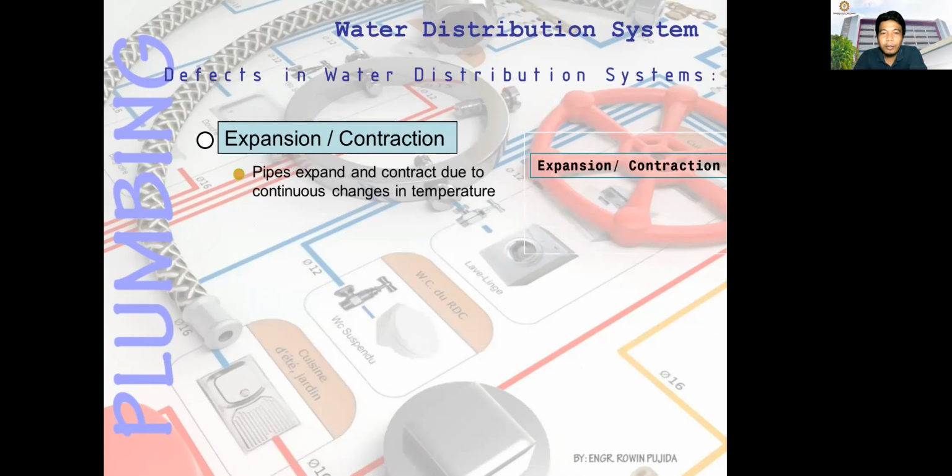Another is expansion and contraction. Pipes expand and contract due to continuous changes in temperature. An airspace should be provided to allow for breathing room.